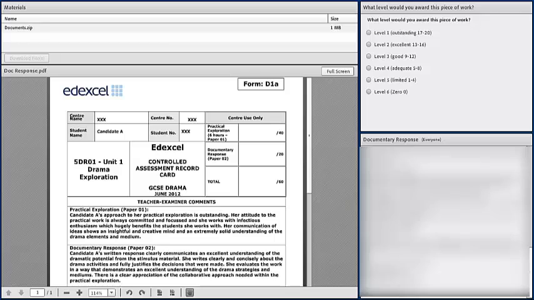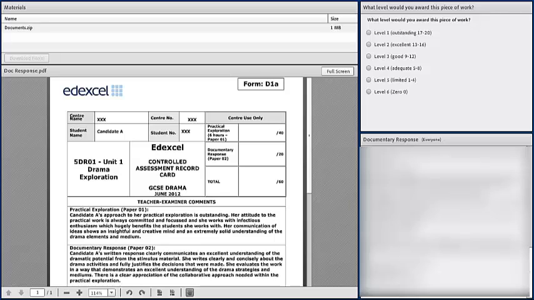So target setting for students, feedback to parents, those comments would not go on this piece of work that's submitted to the moderator, and they would not go on the D1A. So I think it's about making sure that you have work that is supportive to the moderation process that you submit to your moderator.